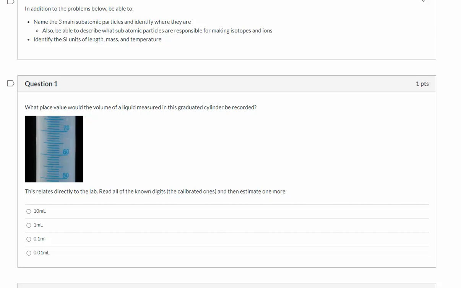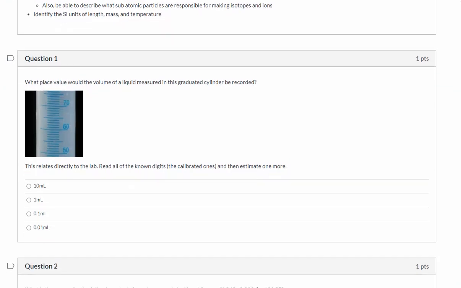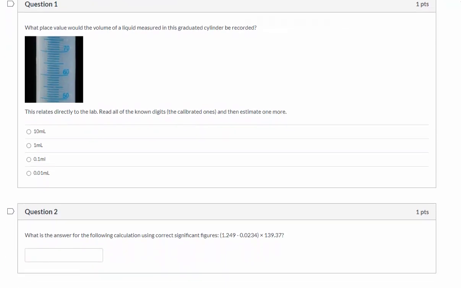The subatomic particles are responsible for making isotopes and ions. Neutrons are responsible for making isotopes, and electrons are responsible for making ions. You will also need to identify the SI units of length, mass, and temperature. For length, that is the meter. For mass, it is the kilogram. And for temperature, that is Kelvin.